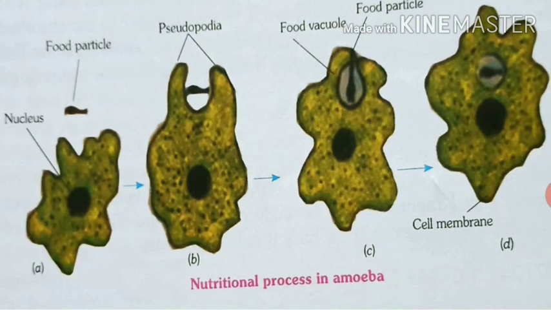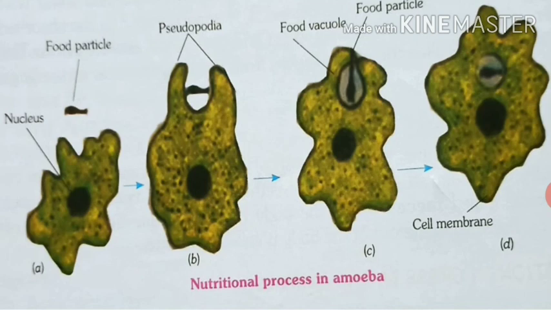So let's talk about how amoeba feeds. When amoeba comes in contact with its food, it throws out a finger-like projection from its body. So what is a finger-like projection? I already showed you in the picture. This finger-like projection is called pseudopodia. Pseudo means false and podia means feet. So pseudopodia is known as false feet.